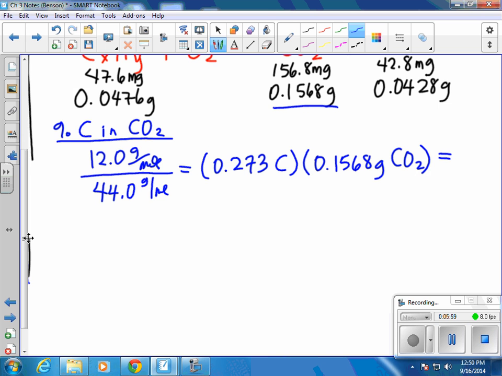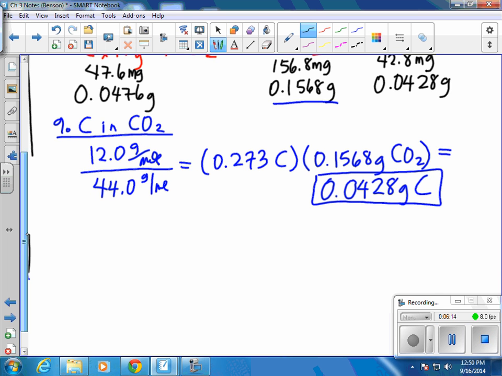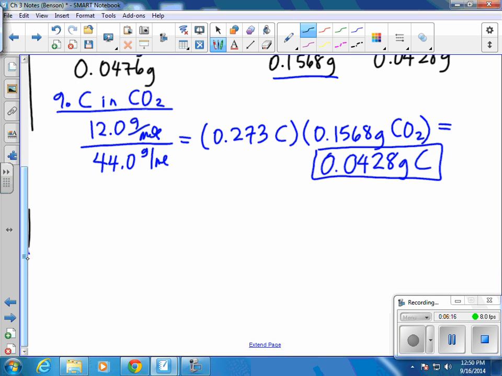So I have that total mass of carbon dioxide. What part is carbon? That would be 0.0428 grams of carbon. Now, because I only have 2 elements in my sample, I can go ahead and isolate the hydrogen out of water. They give us that mass. It's just extra information. You really don't need it.